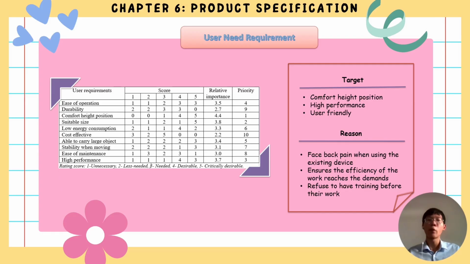Hi, I'm Dio. Now I'm going to talk about the product specification. First of all, this diagram shows the user needs requirements. From the user needs requirements, we know what customers want and what they need. So we now list out the 3 primary targets that we are going to plan for.